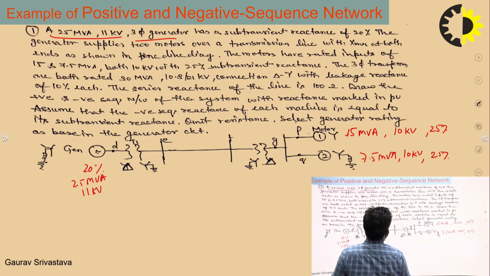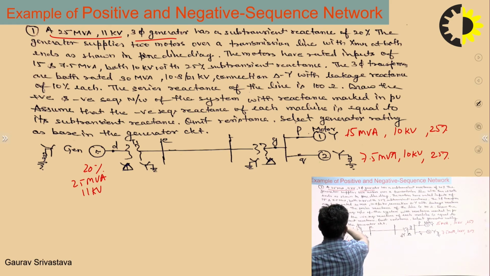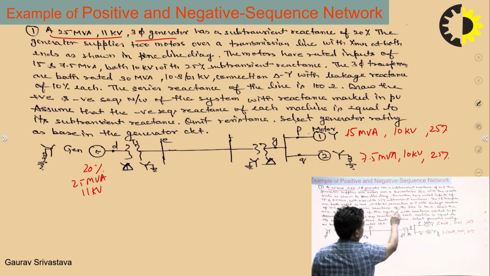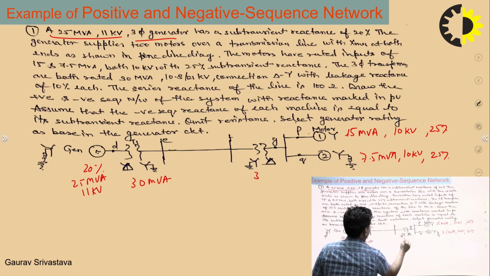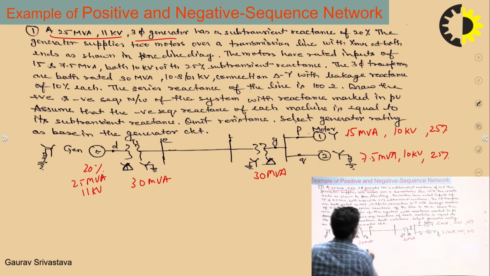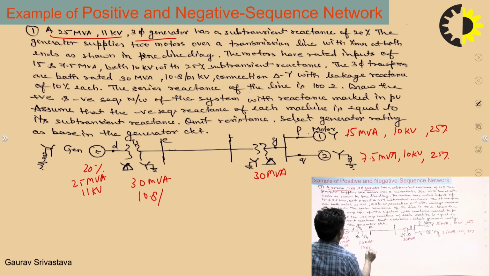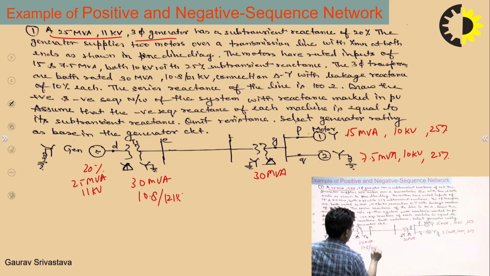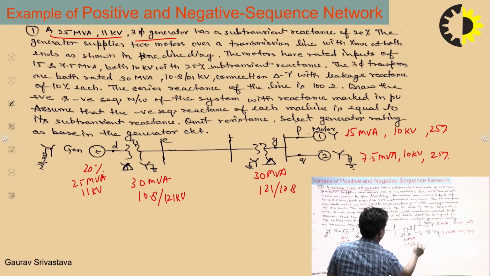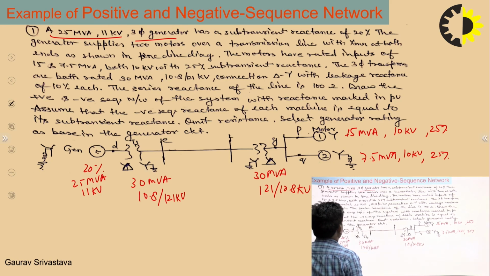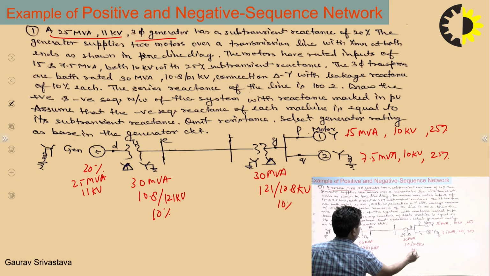Here we are given three-phase transformers of 10% reactance. The transformers are both rated 30 MVA, 30 MVA, and the voltage is 10.8 kV to 121 kV, a step-up connection of 10.8 to 121 kV. The 10% is the reactance given, positive, negative and zero, not an issue.